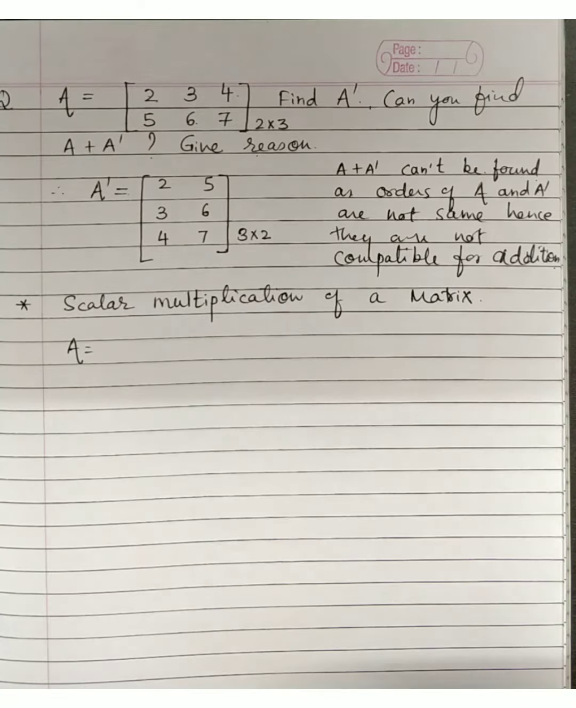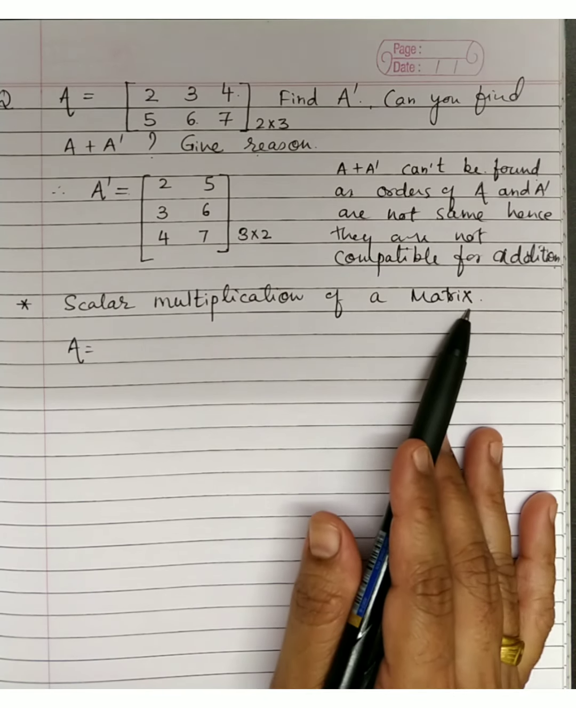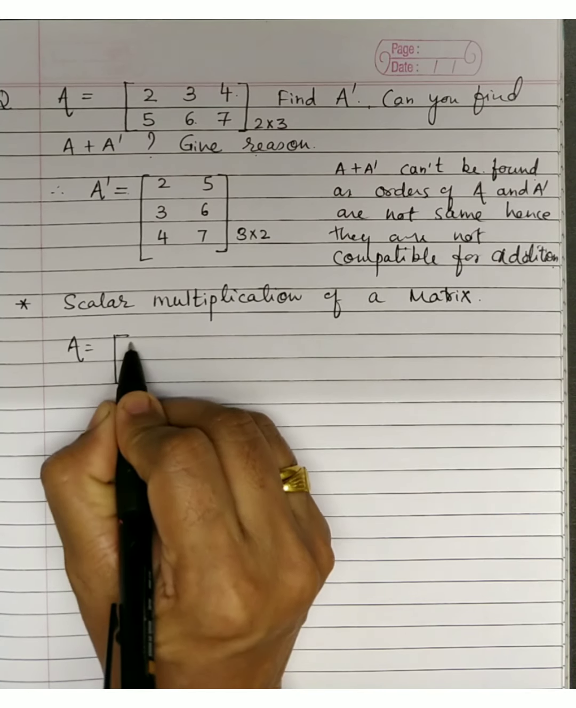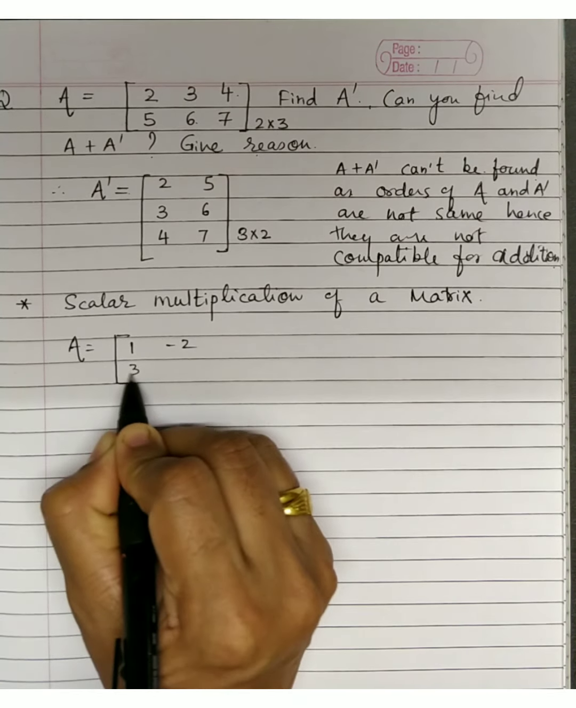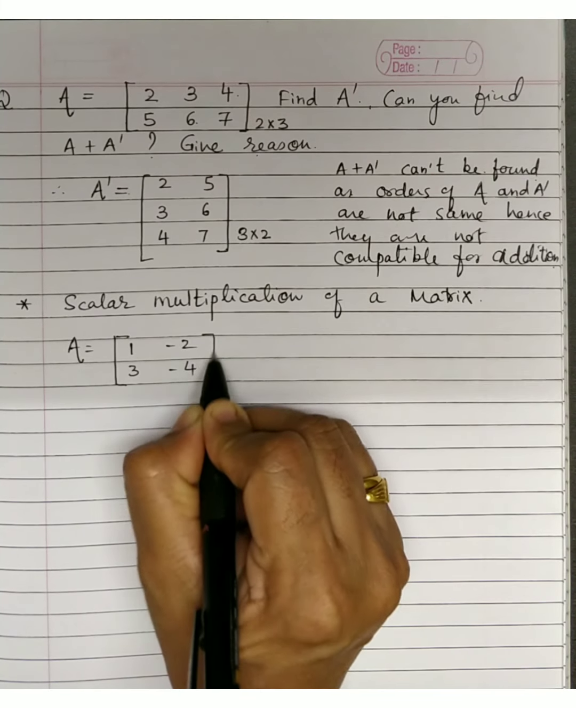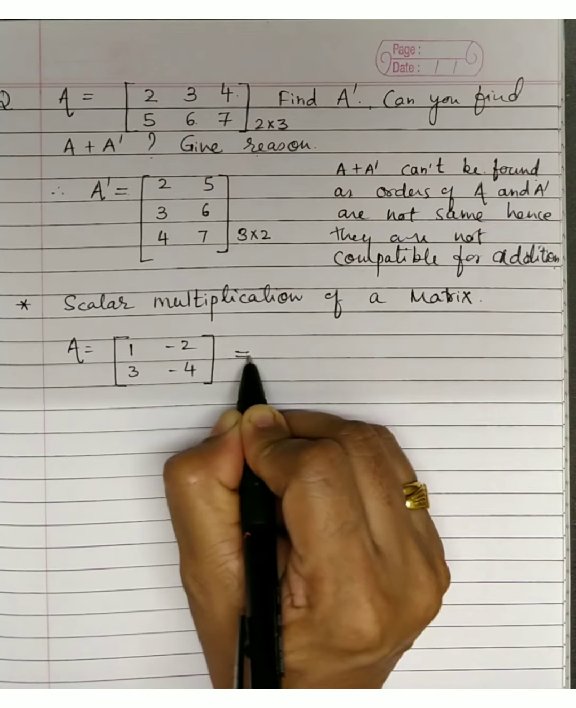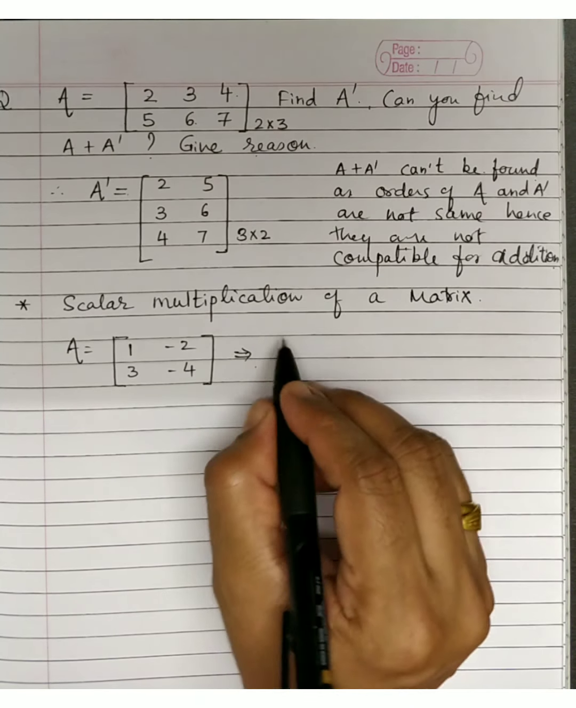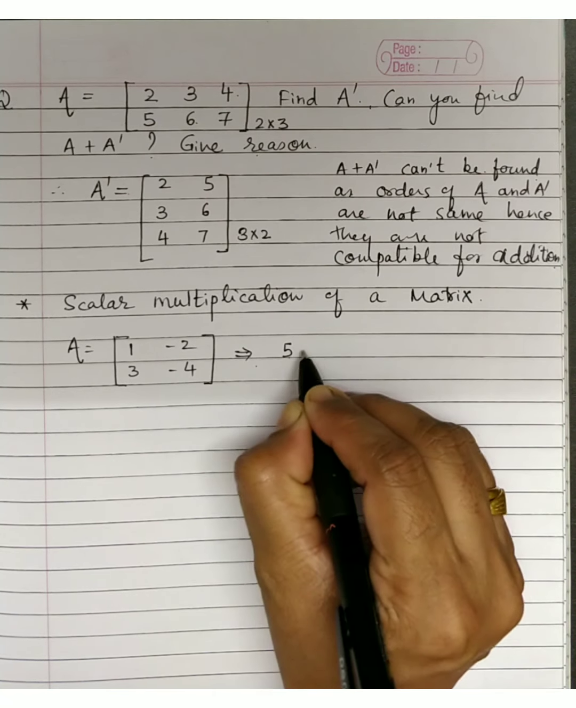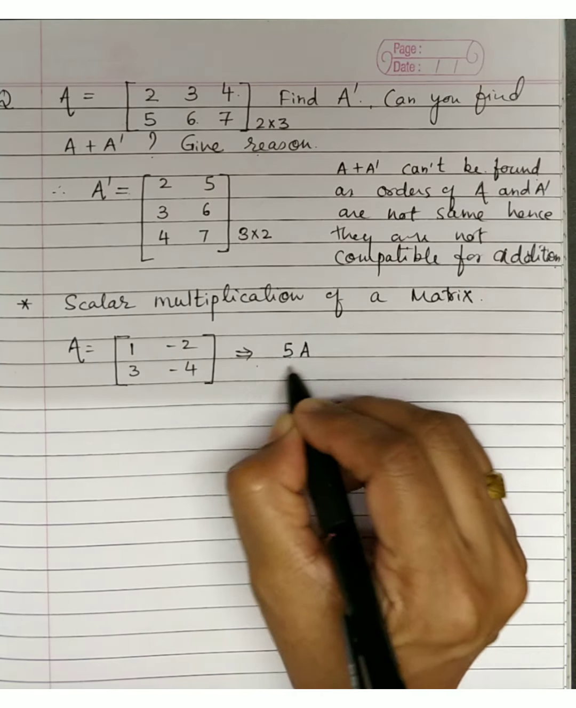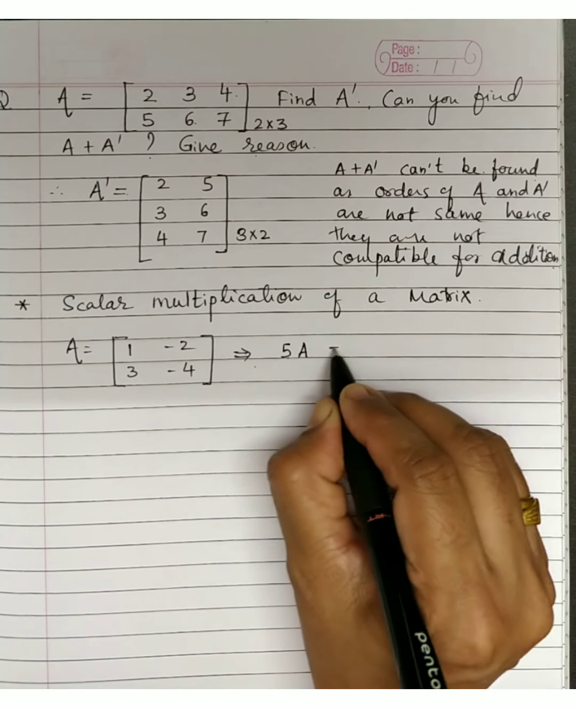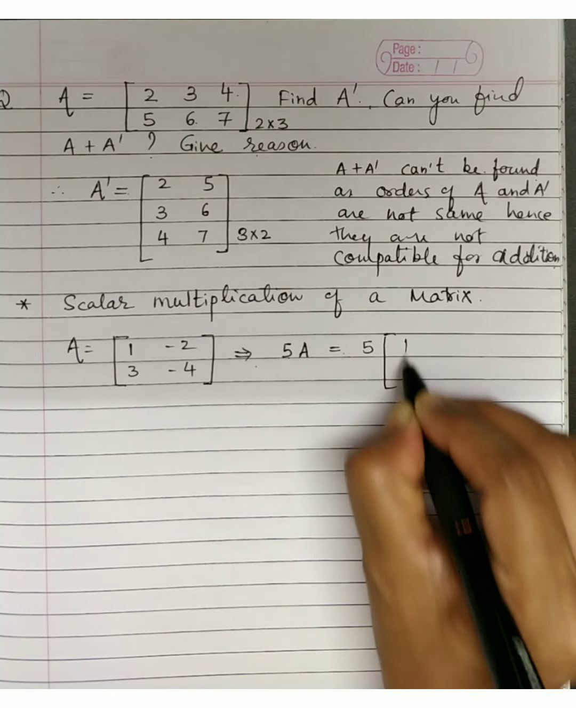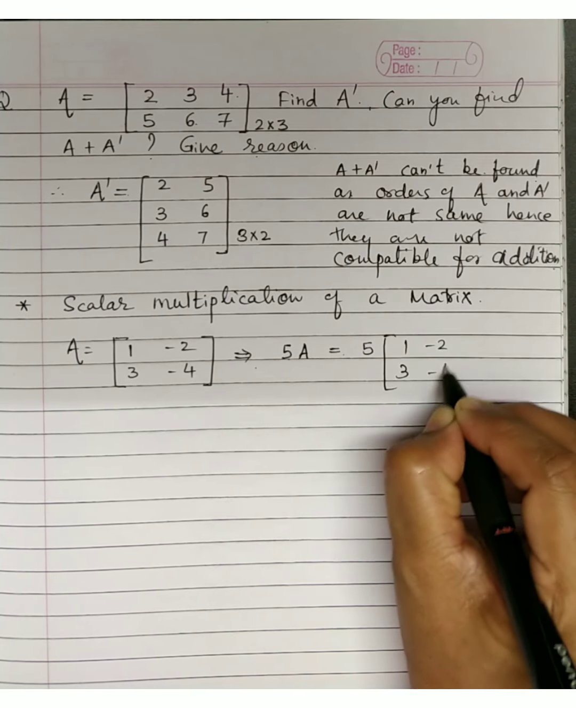Next part you see, scalar multiplication of a matrix. Any matrix given, suppose A, so its elements are 1, minus 2, 3, minus 4, suppose. Then this matrix can be multiplied by any real number, any scalar number. Say if I am multiplying it by 5. If matrix A is multiplied by a scalar, a real number 5, what it will mean? It will mean 5 times A, right? 1, 3, minus 2 and minus 4.